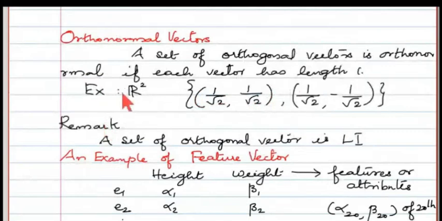Orthonormal vectors. A set of orthogonal vectors is orthonormal if each vector has length 1. So in R2, we can take these two vectors as orthonormal vectors. A set of orthogonal vectors is linearly independent.